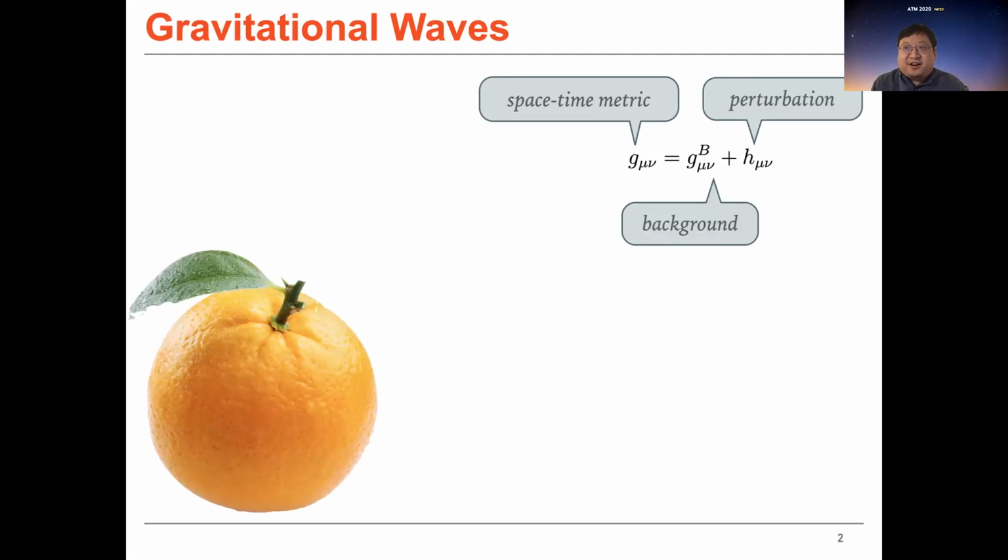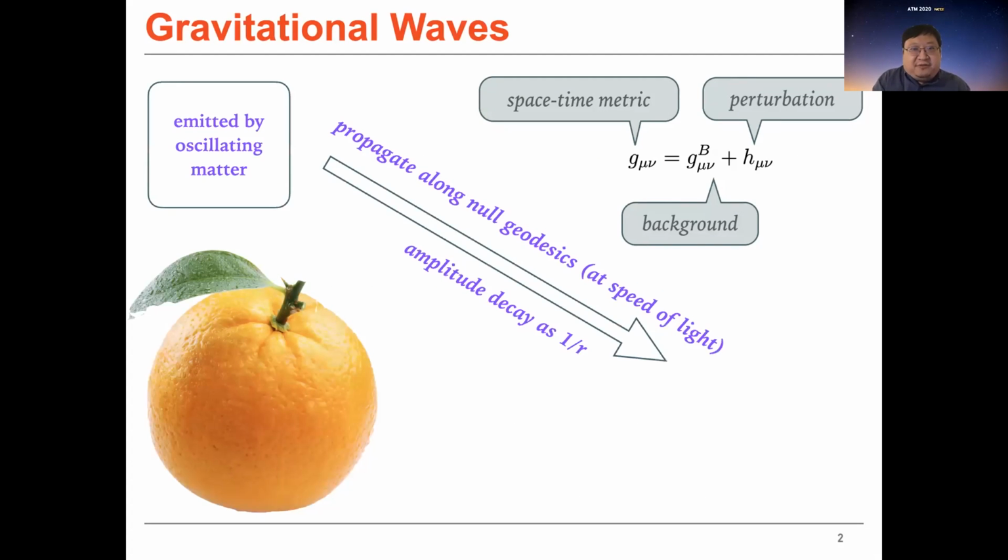Gravitational waves are perturbations on the space-time curvature. Here, for example, you have a background space-time curvature, which is like the surface of this orange, and then you have little ripples, which correspond to smaller scale perturbations, which correspond to gravitational waves. These waves can be emitted by oscillating matter, and they propagate at the speed of light according to relativity.